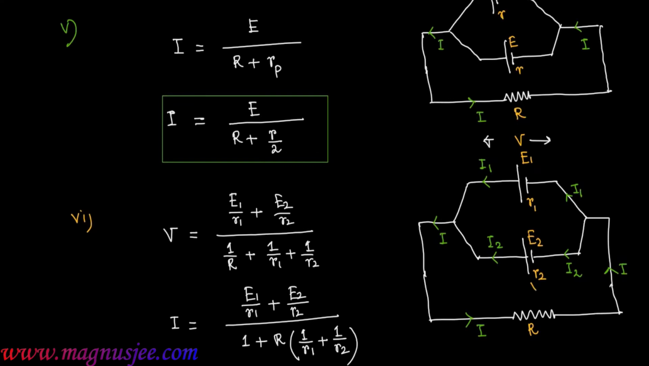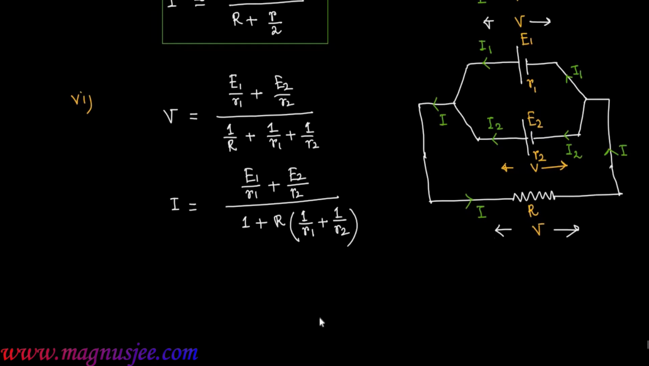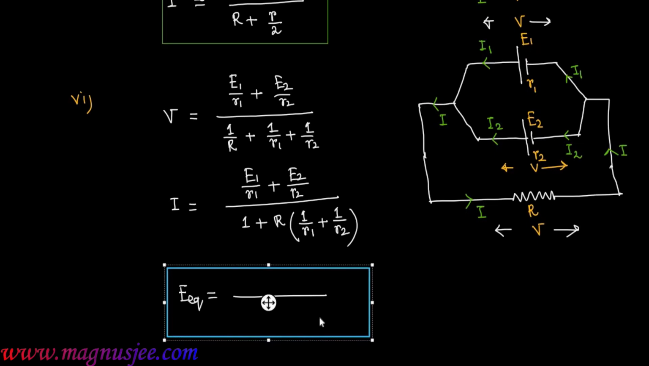V is the terminal voltage of each cell. V is the terminal voltage of the cell of EMF E1, and V is also the potential difference across the external resistance capital R. And in this case, the equivalent EMF of the cell will be E1 r2 plus E2 r1 whole divided by r1 plus r2.